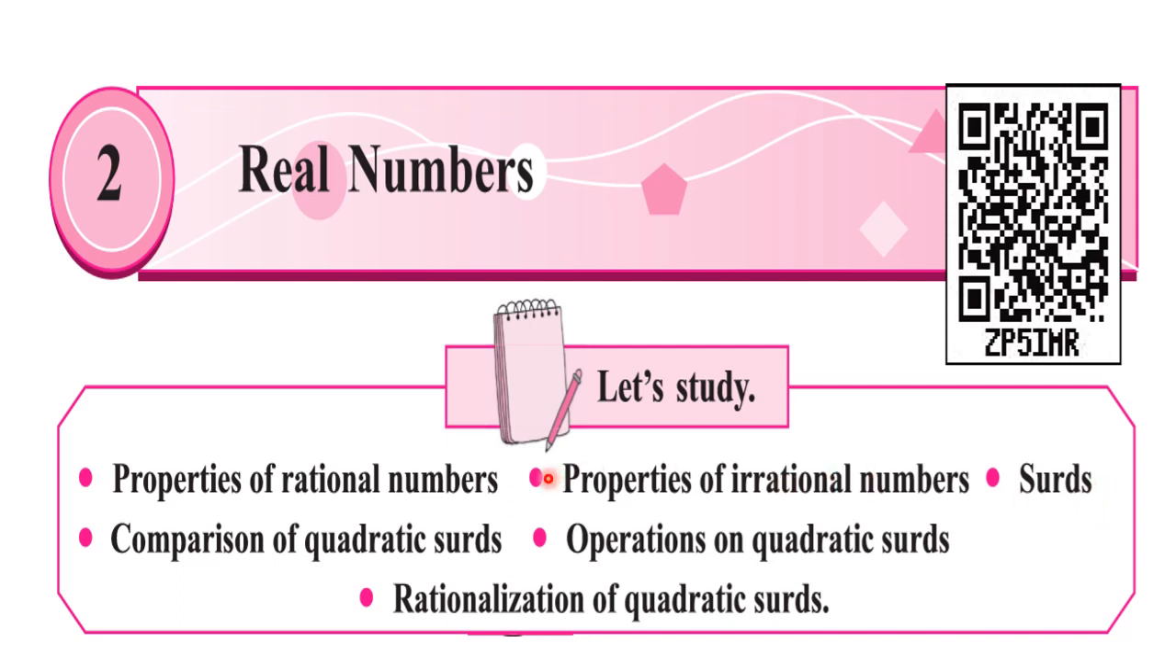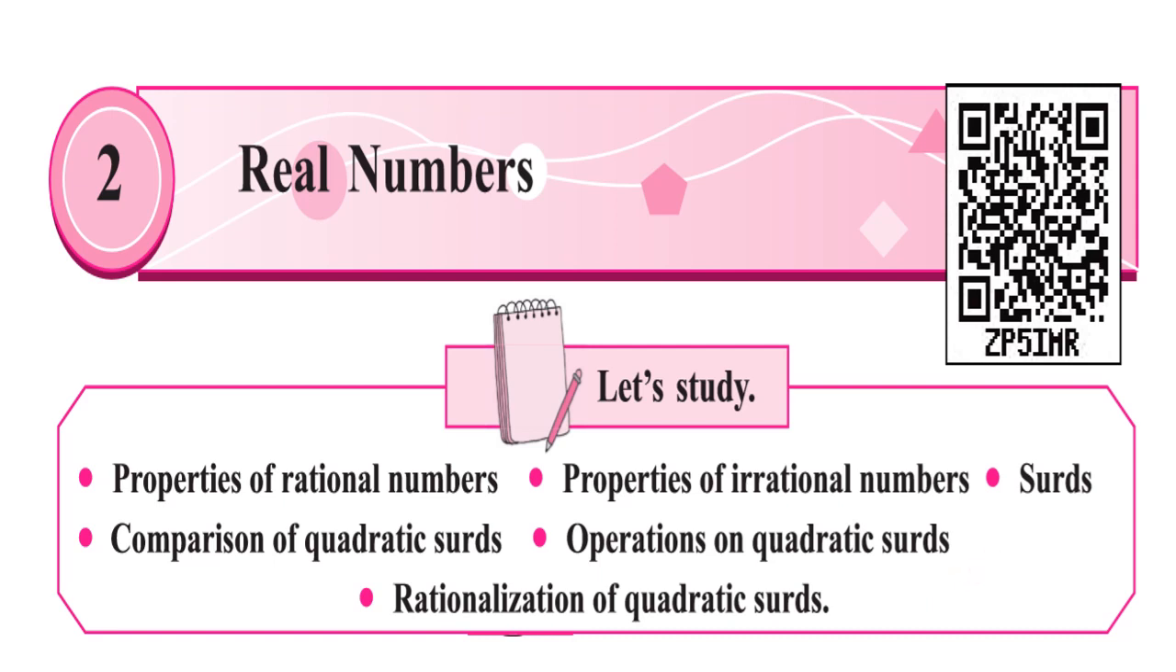By using the knowledge of rational numbers and irrational numbers, we will try to understand the meaning of surds, and then we will see the comparison of surds, operations on surds and rationalization of surds. But here you will find that one word, quadratic, is there everywhere. In this chapter we are going to study surds whose order is 2. Surds with order 2 are called quadratic surds. So here we are going to study only this specific type of surds, quadratic surds. Now let us start.